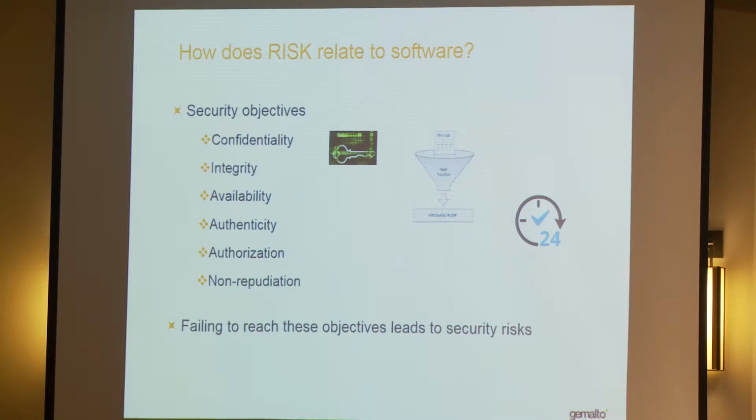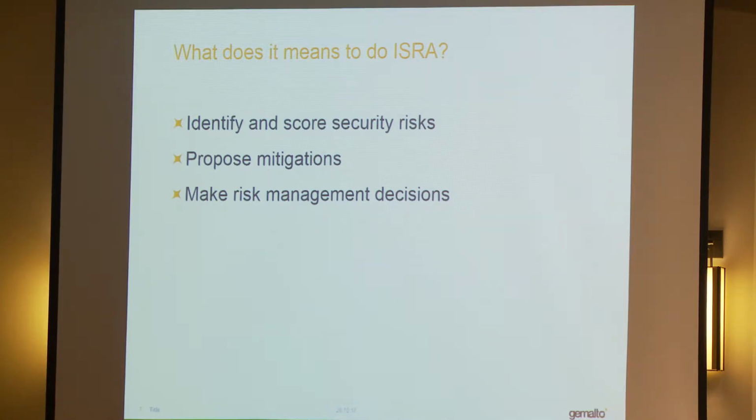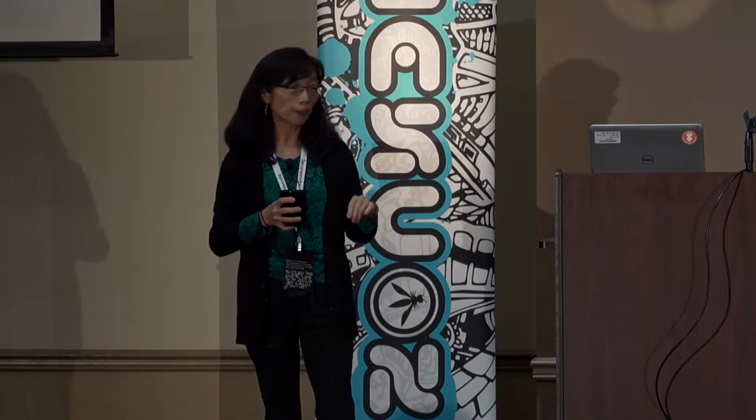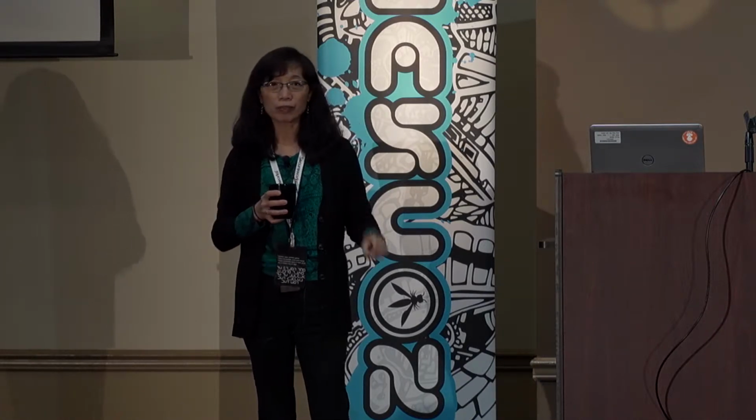Okay, and then when we say we need to do risk assessment, we need to do ISRA, what does that mean? What does that involve? So first, we need to identify potential security risks. We need to evaluate them. And we're going to talk about it a little bit more. And then once we identify these risks, we want to propose mitigations to reduce the risk level, or ideally solve the problem. Another important part is to make a risk management decision. So these are the three things we want to cover when we say we do ISRA, okay? I'm going to go into a little more detail on each of these items.